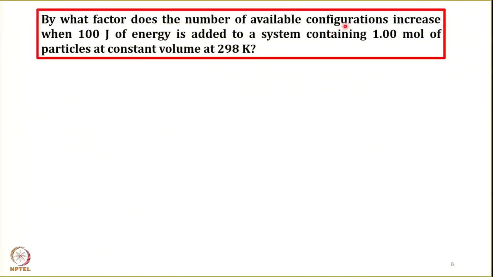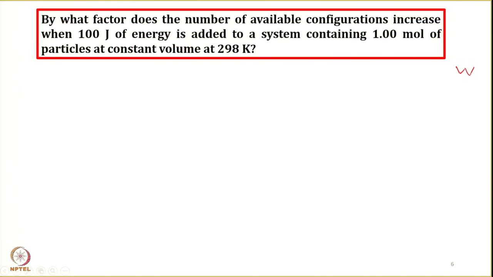The statement is, by what factor does the number of available configurations increase? That means they are talking about how much the weight of a configuration will increase when 100 joules of energy is added. So which energy are we talking about here? If you work on the system, either by heat or by mechanical work, basically you are changing the internal energy of a system. Delta U is equal to Q plus W.